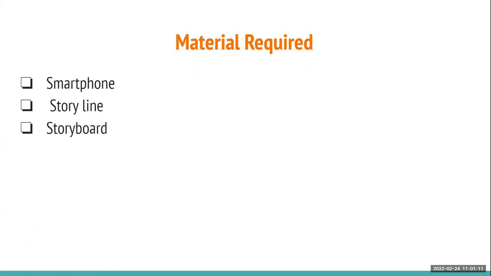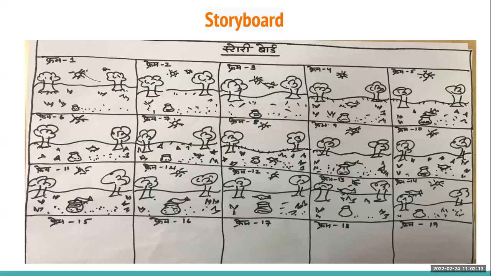What materials are required to create an animation? First, a smartphone. Of course, we need a smartphone to create this kind of animation. Second, a storyline. Ayush sir has already explained the importance of storyline and storyboards while creating any animation. A storyboard is also important, because it gives a holistic idea about the complete video. A storyboard is a visual presentation of any animation or film, and it gives a clear idea about every frame and every shot which we want to click in our animation. We can create a storyboard digitally, or we can create a sketch storyboard.